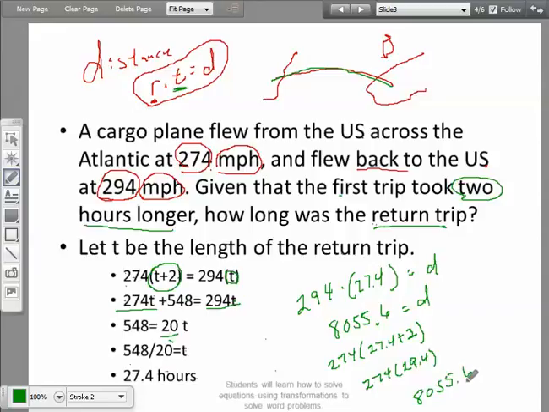I'm sure what they're asking is, what's the time? And that's what my answer is going to be right there. Cool?